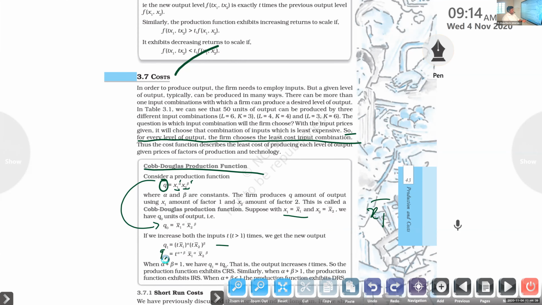Similarly, when alpha plus beta is greater than 1, same application, we can say the production function exhibits IRS, increasing returns to scale. When alpha plus beta is less than 1, we can say it is DRS, decreasing returns to scale. That idea is clear?